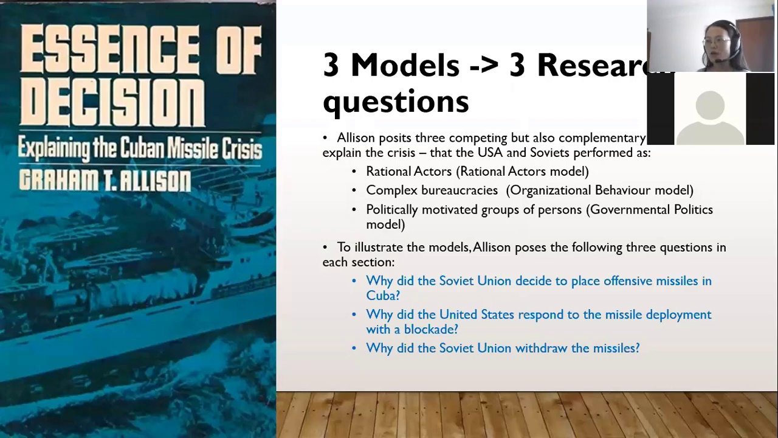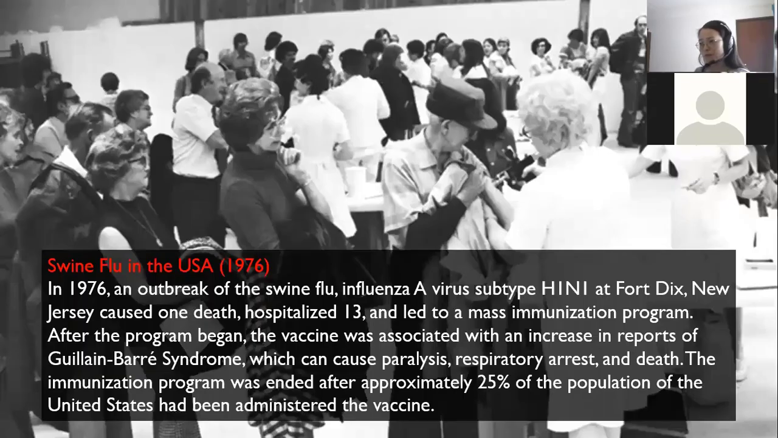The 3 models are: the US and the Soviet Union perform as either rational actors, that's model 1, or as complex bureaucracies, that's model 2, or as politically motivated groups of persons, that's model 3. And they want to use these 3 models to explain why did the Soviet Union decide to place offensive missiles in Cuba? Why did the US respond to the deployment with a blockade? Why did the Soviet Union withdraw the missiles in the end? So that's the second case.